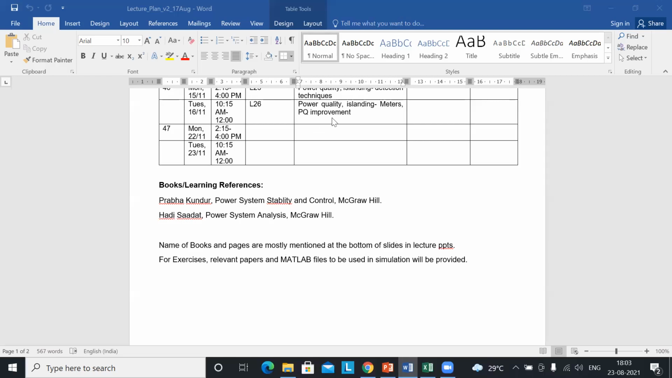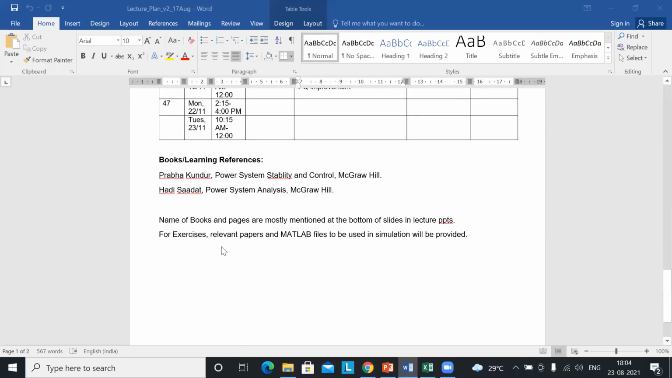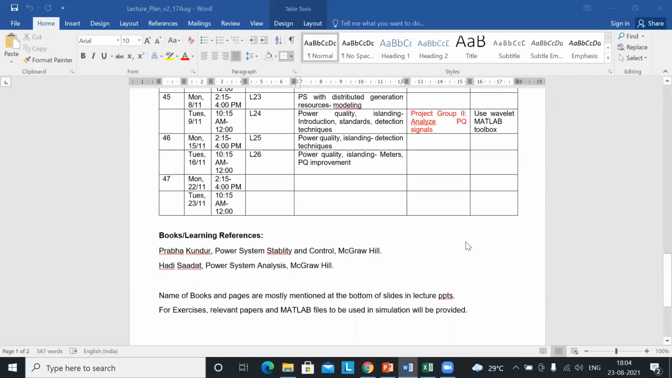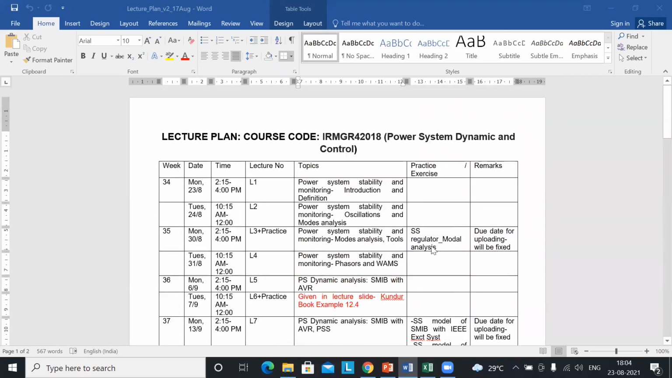In most of the lectures, the PPTs which I have used will have the names of the books and the pages referred at the bottom. And as I said, for the exercises, relevant papers and the MATLAB files will be provided to you here. Right. So, if you have any questions, we can take them now. No? Yeah.